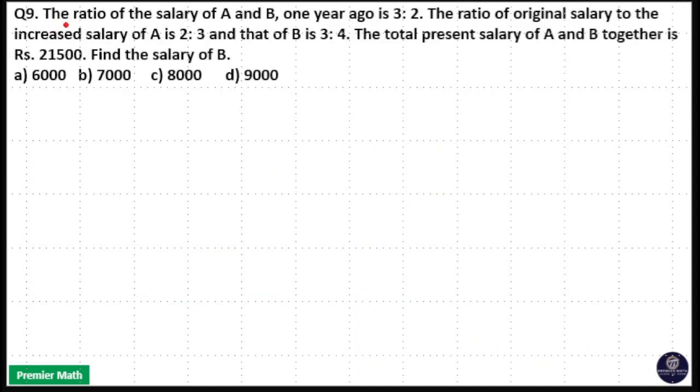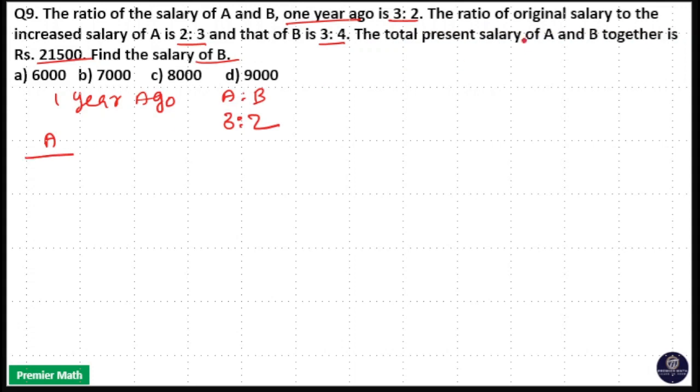Next is question number 9. The ratio of salary of A and B 1 year ago is 3:2. The ratio of original salary to the increased salary of A is 2:3 and that of B is 3:4. The total present salary of A and B together is 21,500. Find the salary of B. So 1 year ago, the salary of A and B was 3:2.